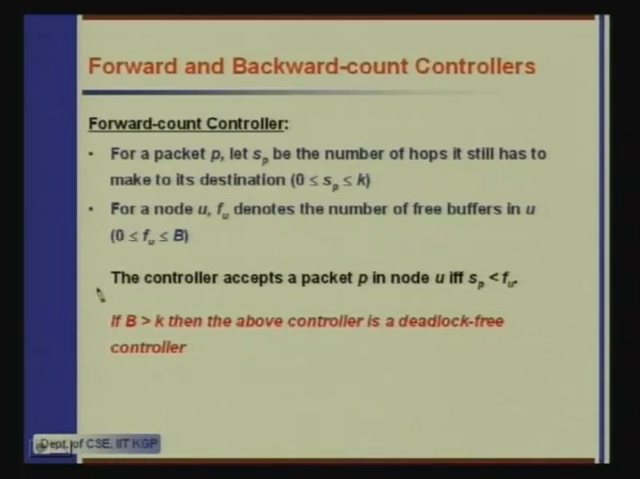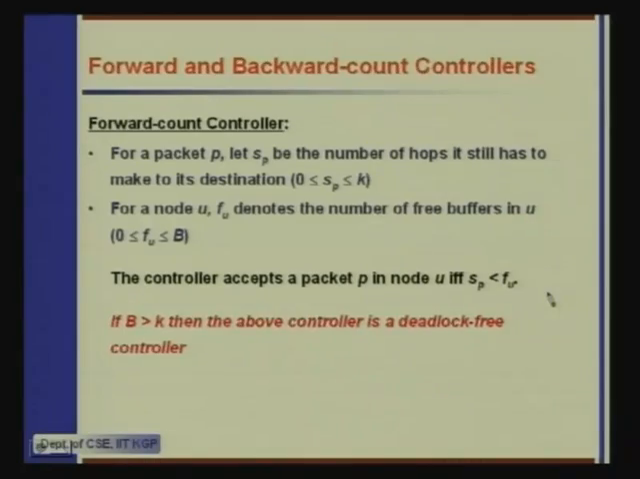Now, the controller is simply specified like this: at a node U, the controller accepts a packet P if and only if SP is less than FU. In other words, the node U will accept a packet P if the number of hops that P still has to go is less than the number of free buffers in U, right. So, it is a very simple rule of thumb.